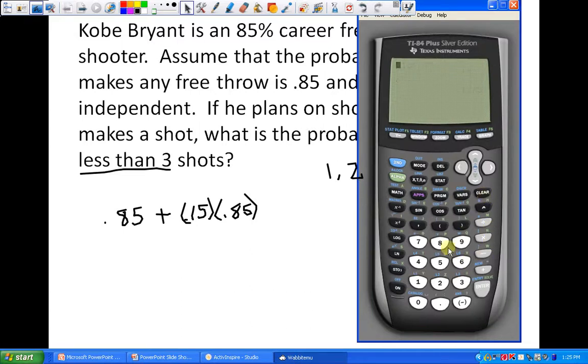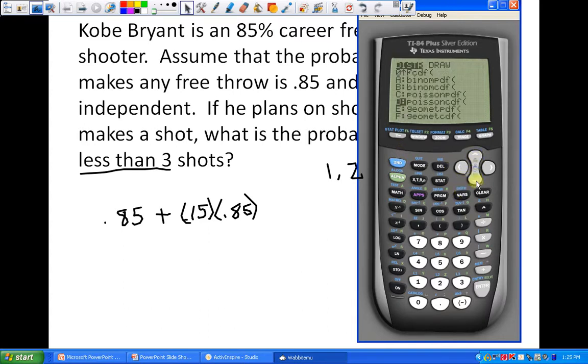We have 0.85 plus 0.15 times 0.85. We get that answer. Okay. Notice I didn't need parentheses there because it's automatically going to multiply first and then add second. So I can check that.